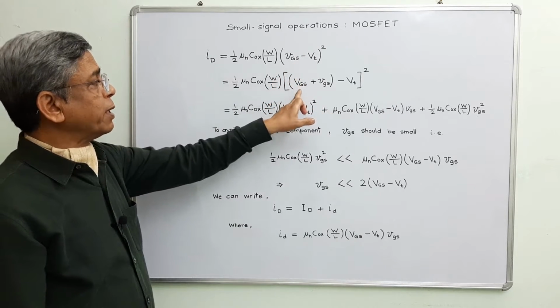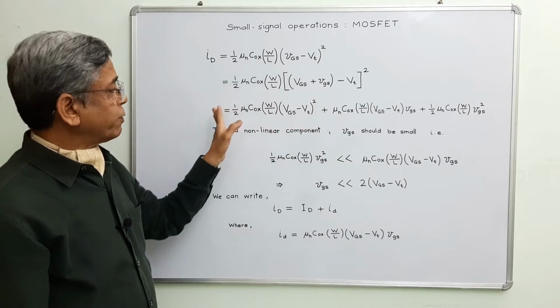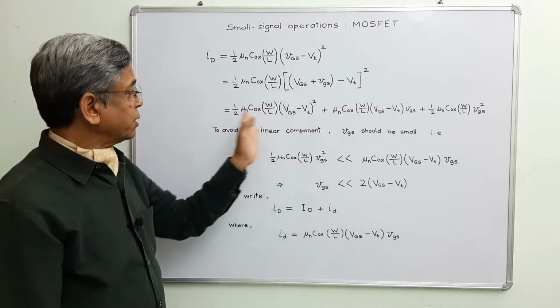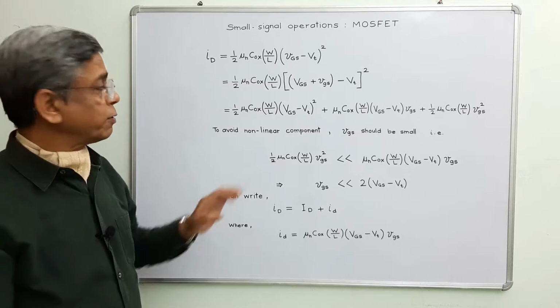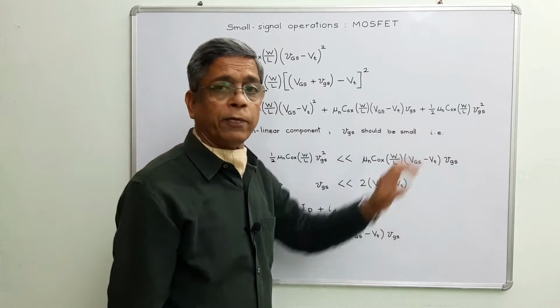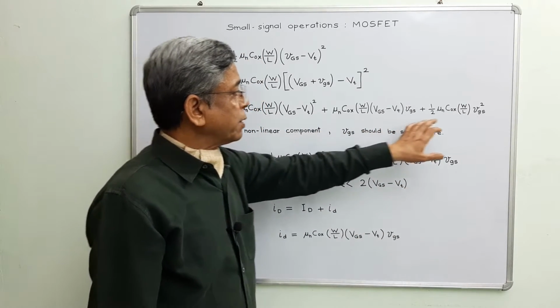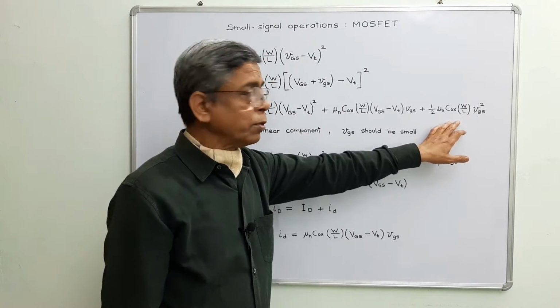This term is replaced by these two terms, and after rearranging the terms, this is the extended expression for drain current. It has three components: first, second, and third. And the second and third components are in response to the signal.